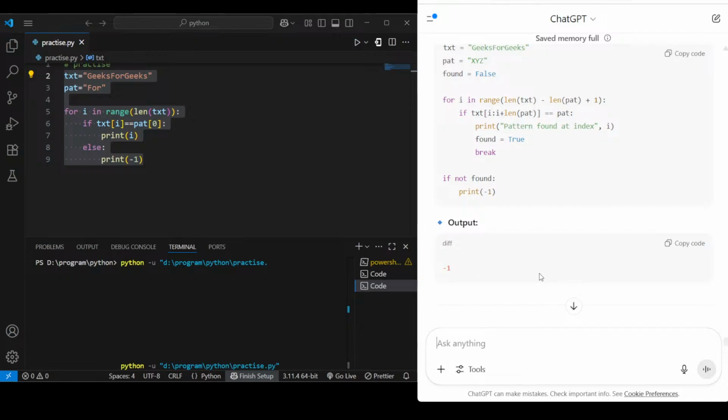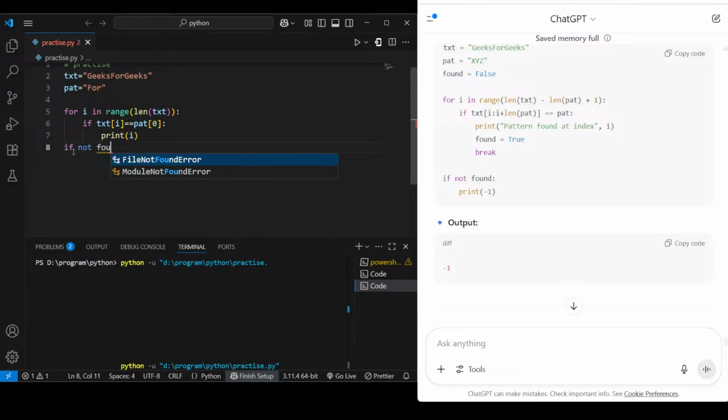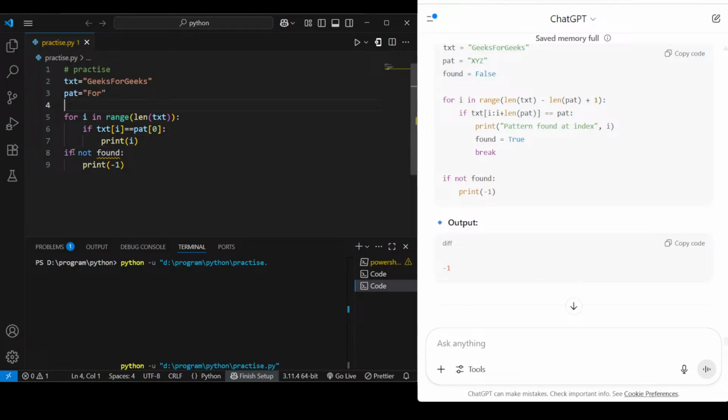So I need to use found and break like this. Okay. Like if not found, print -1. I need to initialize found equal to false.